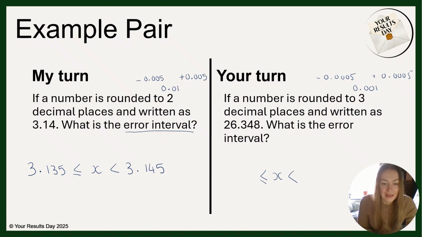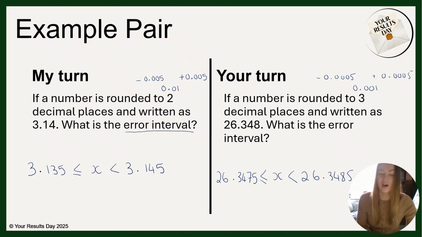So our lower bound is going to be 26.3475 and our upper bound is going to be 26.3485. Well done if you got that one right. That one was a little bit tricky with all of those zeros.